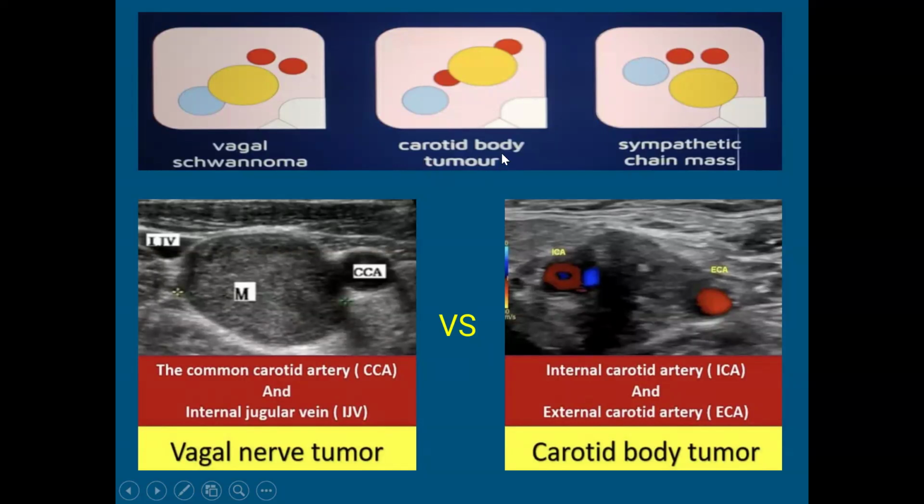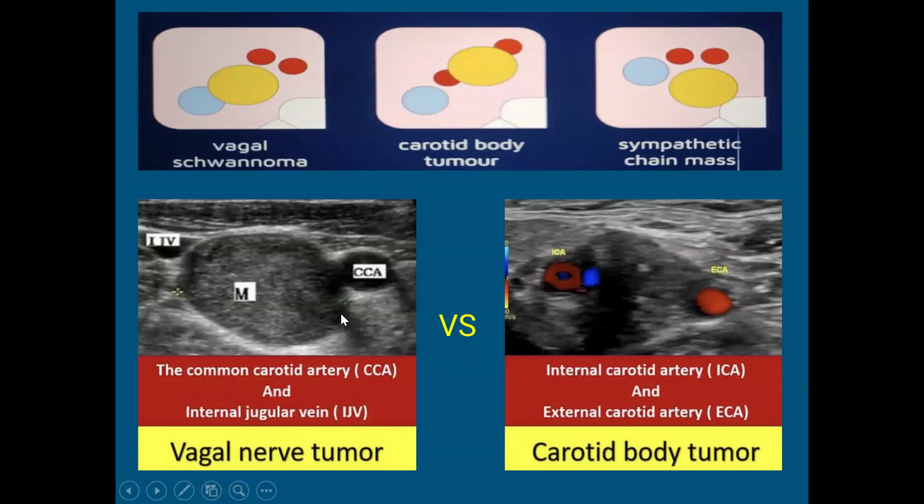In case of a carotid body tumor, the mass lesion will cause splaying of the internal and the external carotid arteries. Whereas in a vagal schwannoma, this mass lesion would displace the carotid arteries anteriorly and the jugular vein posteriorly. So this relation will be different in case of a carotid body tumor. Also in any sympathetic chain mass, we can see how the jugular vein and the carotid arteries are aligned in this manner. So based on how these vessels are displaced, that can give us a clue about the origin of the tumor.